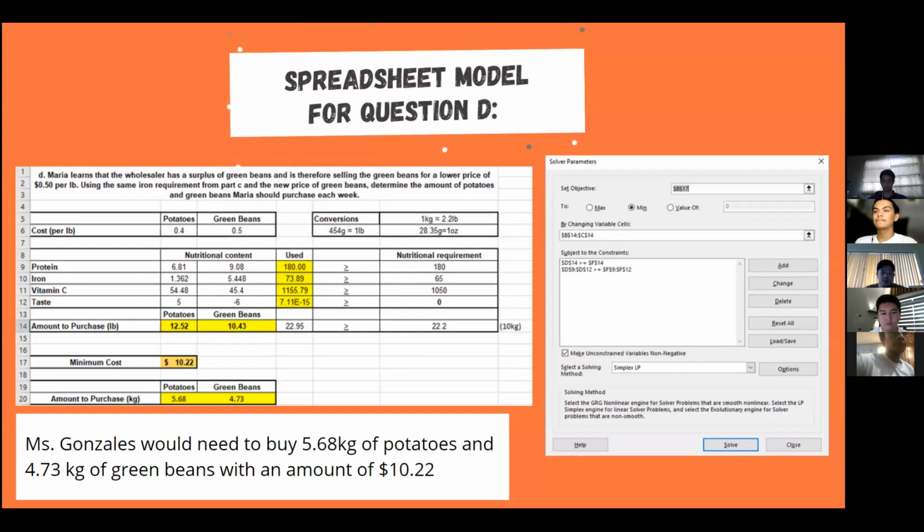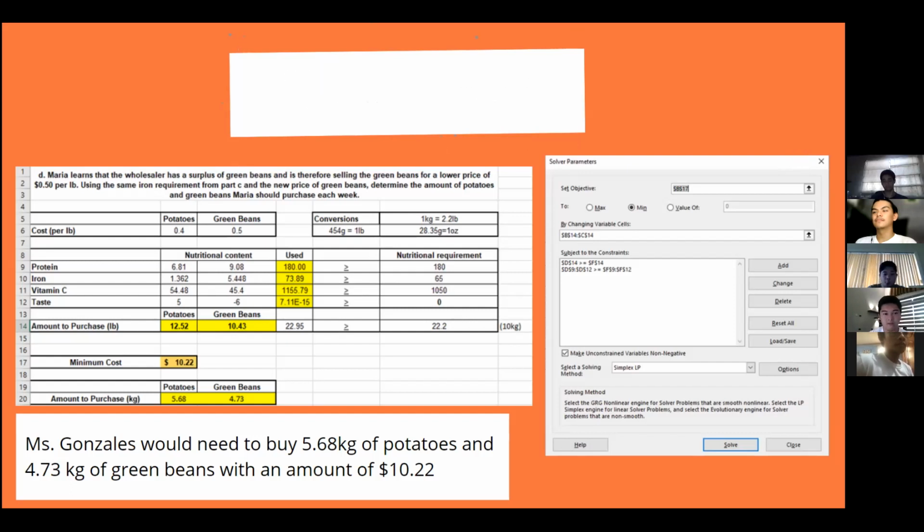In this spreadsheet model, Ms. Gonzalez learned that the wholesaler is selling the green beans for a lower price of 0.15 cents per pound. In order for her to achieve the same amount of iron as in problem C, being 65 milligrams, she would need to only buy 5.68 kilograms of potatoes and 4.73 kilograms of green beans each week at a total cost of $10.22. With the price of the wholesaler, she'll be able to buy more green beans than before.